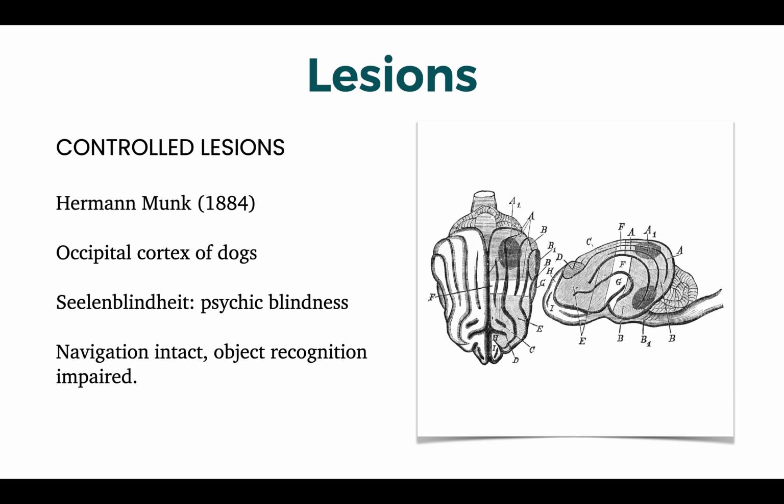He found that when he lesioned certain parts of the occipital cortex in dogs, they were able to navigate their world, they were able to avoid objects and not bump into things, but they weren't able to recognize objects. They couldn't recognize a ball, they couldn't recognize their own bowl, they couldn't be trained to recognize any particular object, but they could still see in a particular sense. So this is, again, important to the whole localization of function argument.